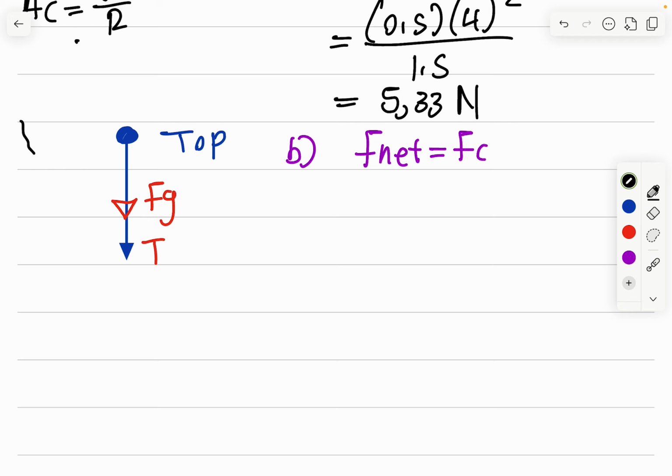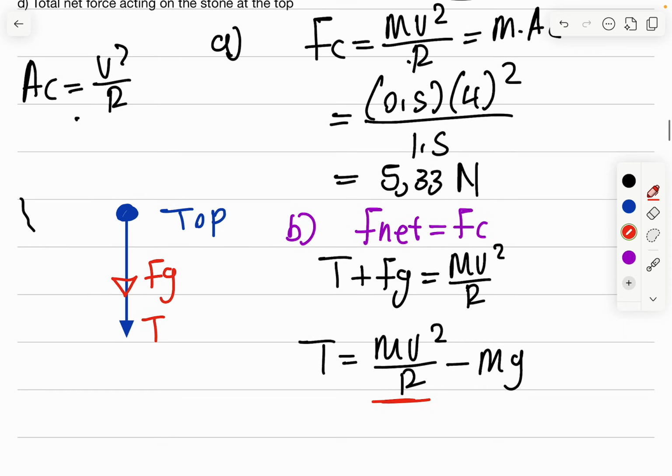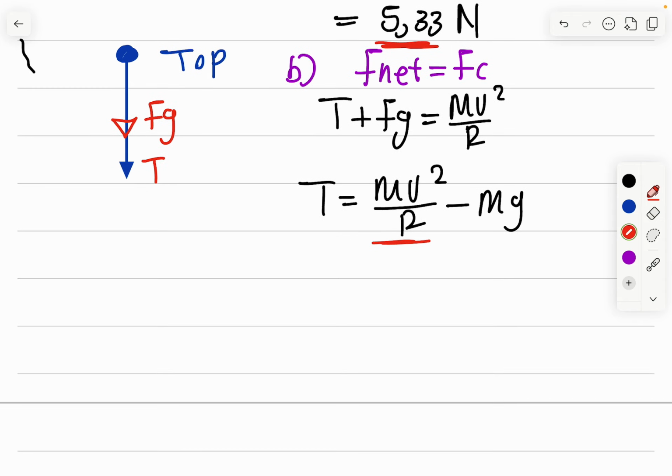You are going to have tension plus force of gravity. Our centripetal force is mv squared divided by r. Understand? They want the tension. It means the tension is going to be mv squared divided by r minus mg, which is the gravitational force. You can substitute this value here, since this thing and this thing are the same thing, or you can substitute the value of mass and velocity.